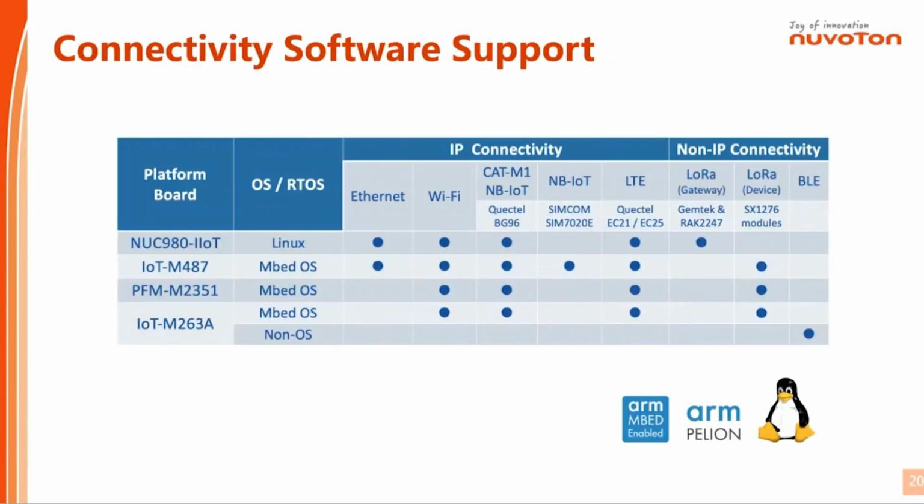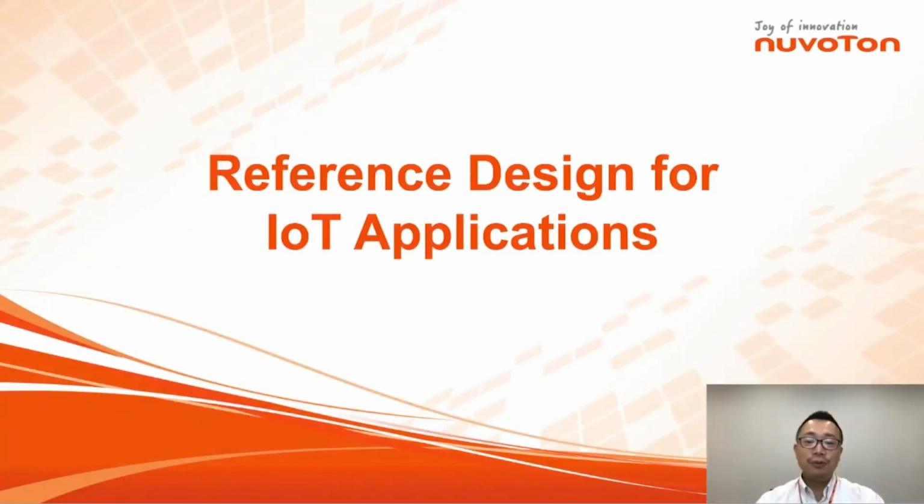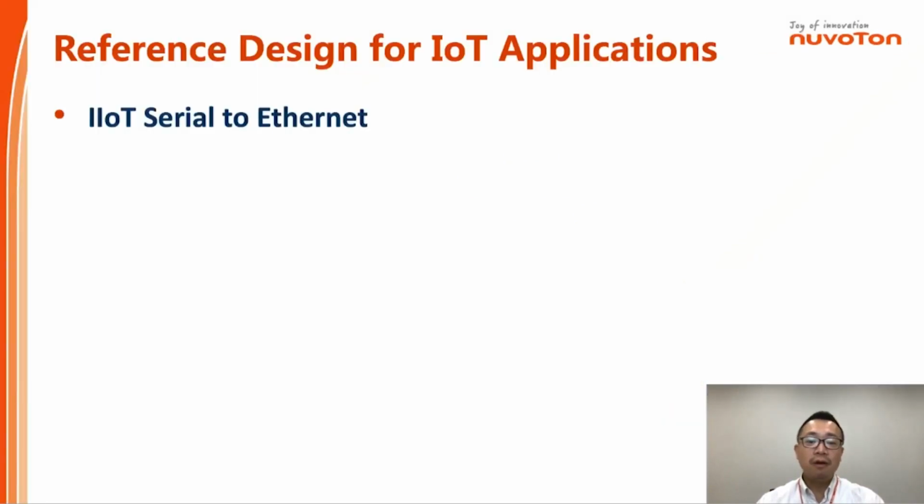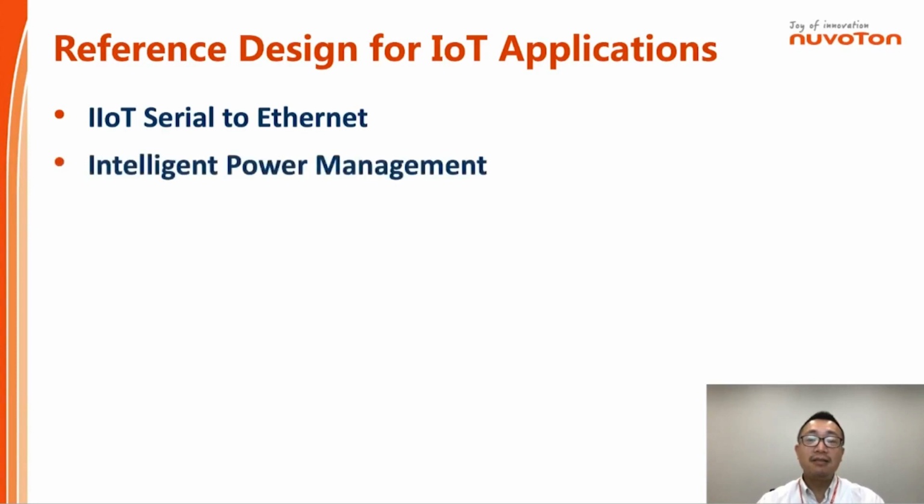Here are the network connection capabilities supported by NuMaker development boards with the specified operating system. Nuvoton provides corresponding networking examples. Then I continue to introduce reference designs for IoT relevant applications. Here we list four applications. The first one is Cellular to Ethernet. The second is intelligent power management. And the third is secure smart meter.